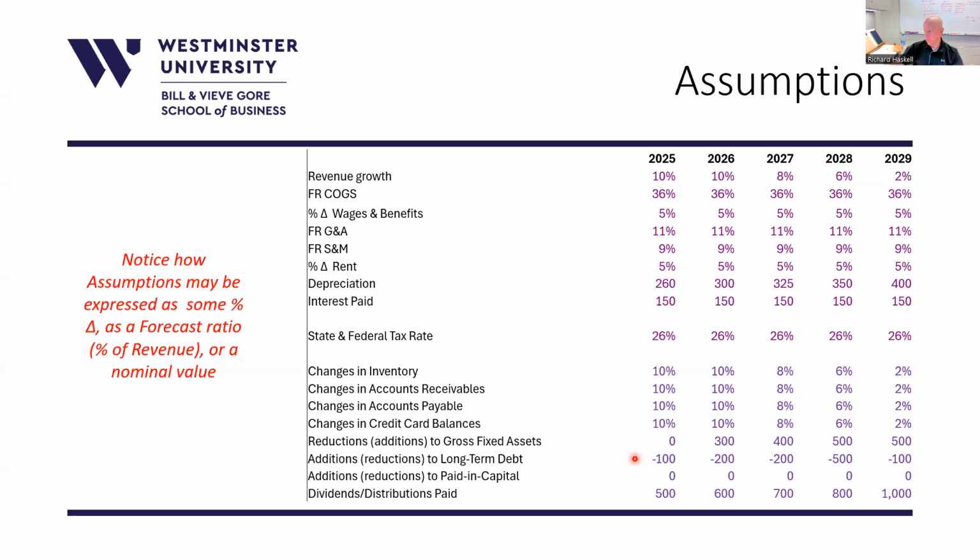2026 by $200 and so on. We're saying we don't expect to receive any additional equity capital from our equity investors, so that's going to remain at zero. And we're saying that in 2025, we expect our dividends or distributions to equity stakeholders to be $500. That'll rise to $600, and then $700, $800, and $1,000, presuming that we have cash flow to support this as we move from 2025 through 2029.